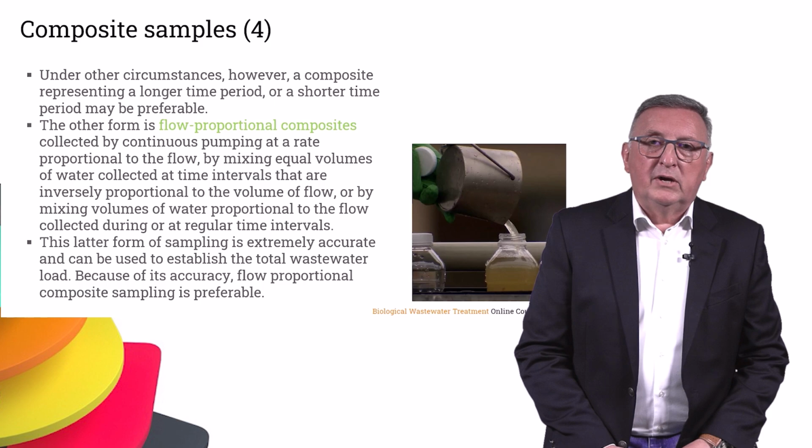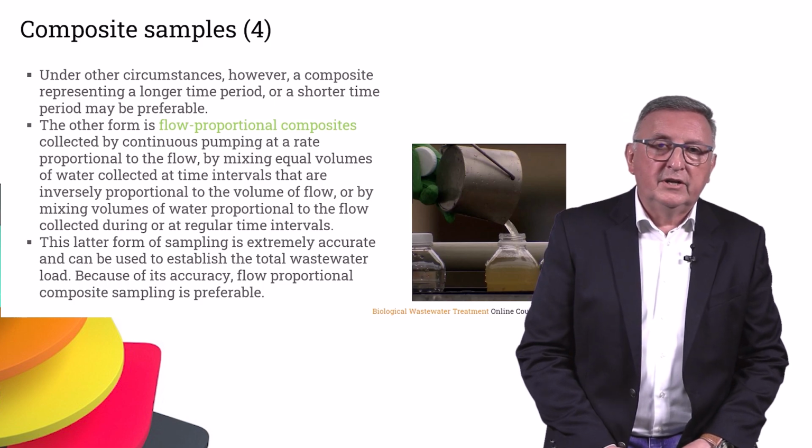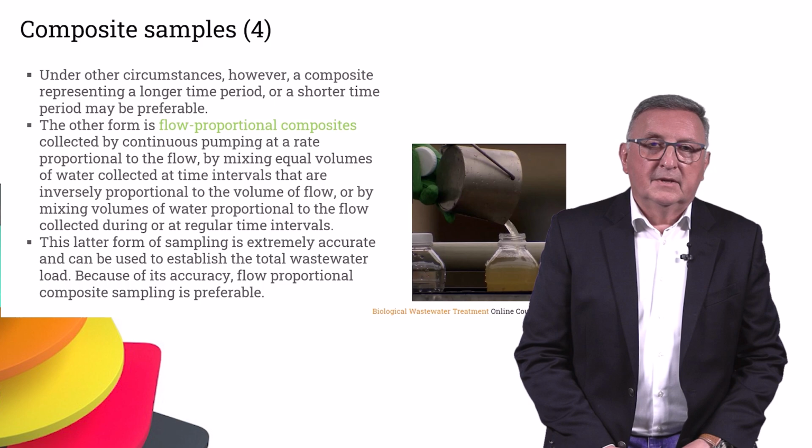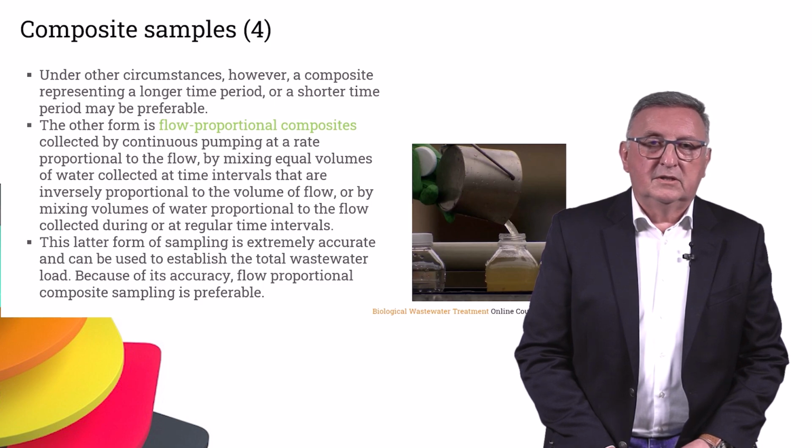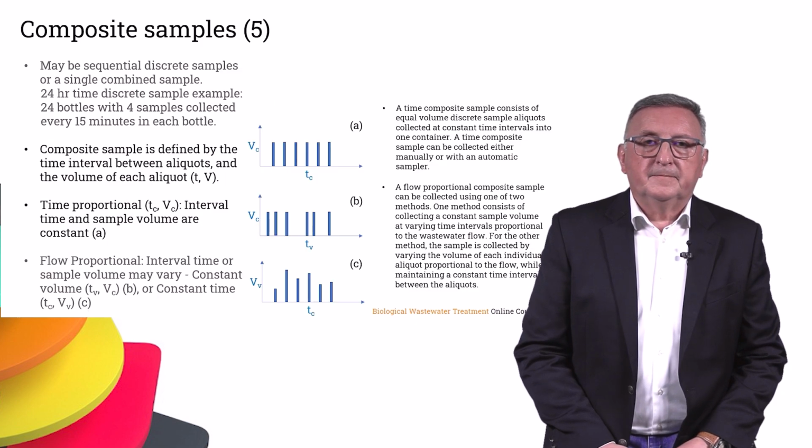Under other circumstances, however, a composite representing a longer time period or a shorter time period may be preferable. The other form is flow proportional composites, collected by continuous pumping at a rate proportional to the flow, by mixing equal volumes of water collected at time intervals that are inversely proportional to the volume of flow, or by mixing volumes of water proportional to the flow collected during regular time intervals. This latter form of sampling is extremely accurate and can be used to establish the total wastewater load. Because of its accuracy, flow proportional composite sample is preferable.